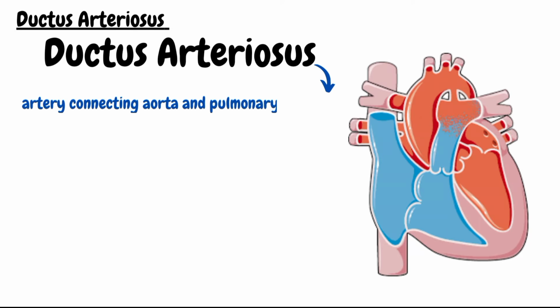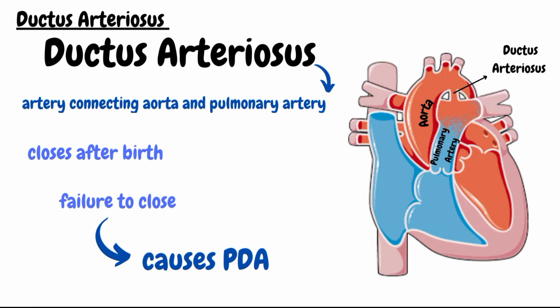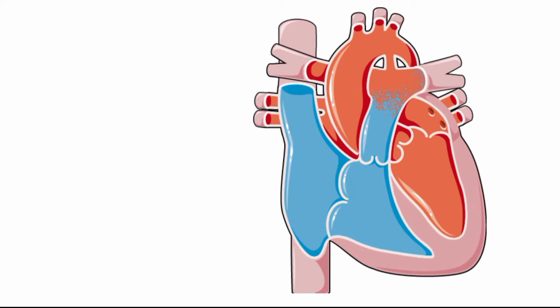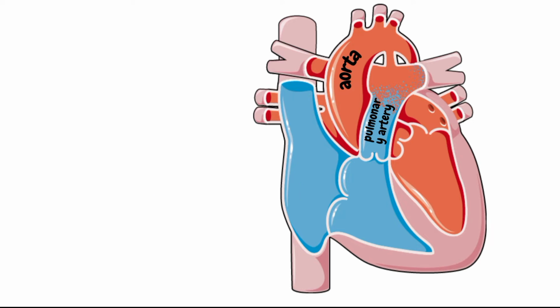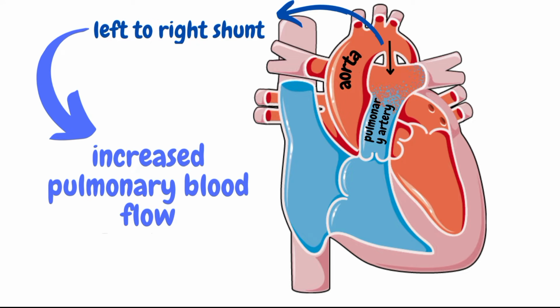The ductus arteriosus is an artery that connects the aorta and the pulmonary artery during fetal life, but it closes spontaneously after birth. However, if it does not close and remains patent, it gives rise to the congenital heart defect which we call PDA, or patent ductus arteriosus. PDA allows blood to flow from the higher pressure aorta to the lower pressure pulmonary artery, creating a left to right shunt. This leads to increased pulmonary blood flow.